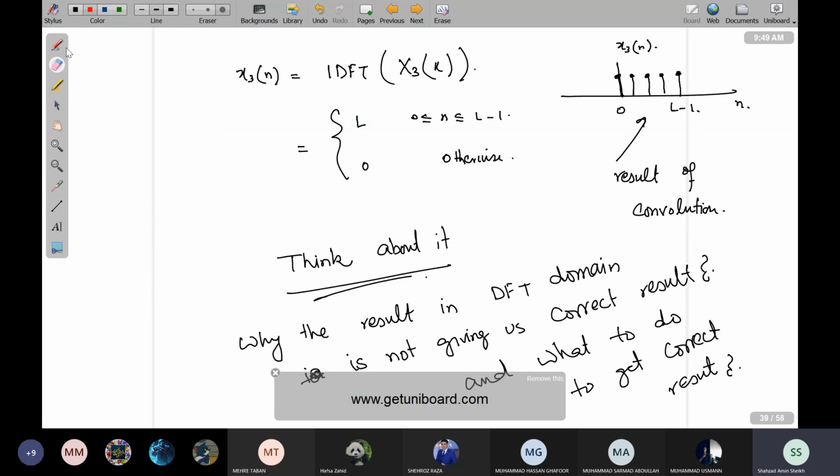Okay, got it? Yes sir, yes sir. You must appreciate that this is wrong, this is an important thing. Okay, we will see later what the mistake is, but the basic thing is that you should know that it is wrong: when a rectangle is convolved with a rectangle, the result is not a rectangle, it's a triangle.